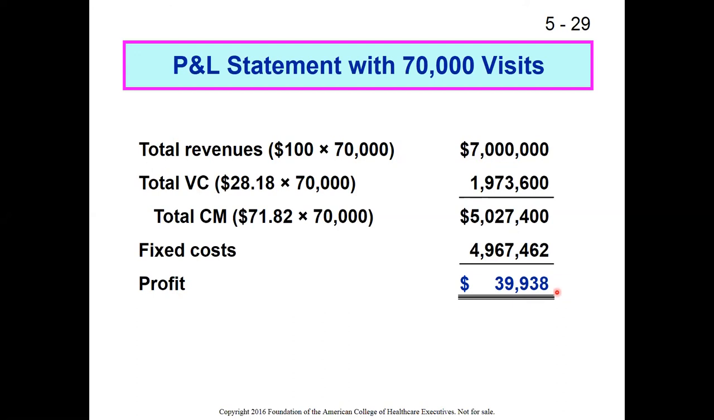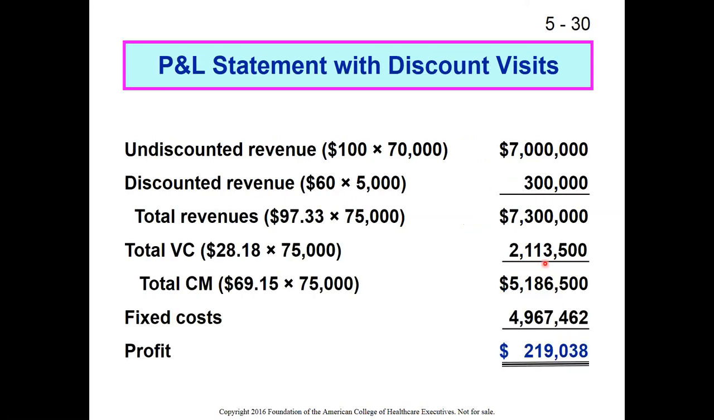What do we do if we add in... so now we should look at the marginal effect of 5,000 additional visits, right? So our first line remains the same as the previous slide. It's 70,000 visits at $100 per visit. That gives us 70 million. Then we get 5,000 visits at $60 each, which generates an additional 300,000.